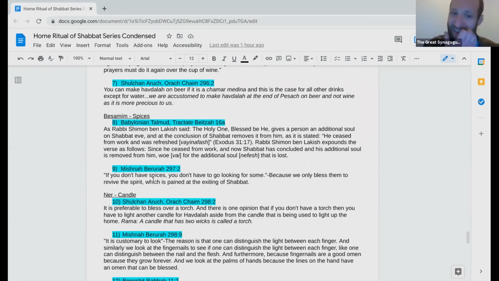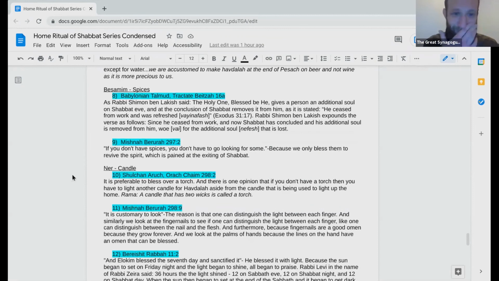Mishnah Brurah says, if you don't have spices, you don't have to go looking for some, because we only bless them to revive the spirit, which is pained at the exiting of Shabbat. So he's saying here that technically it doesn't nullify or make invalid your Havdallah if you do it without the besamim and the blessing on besamim, because it's really just about you. It's about your spiritual reviving, having something nice and enjoyable. It's not essential to the ritual working or being the ritual it's supposed to be.